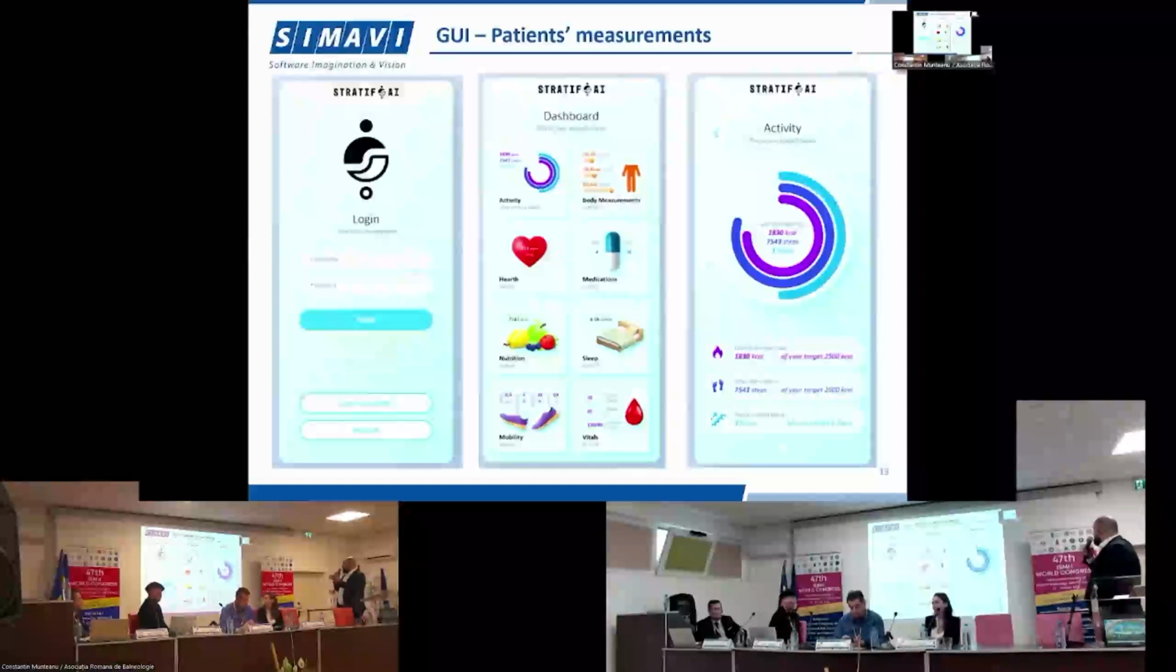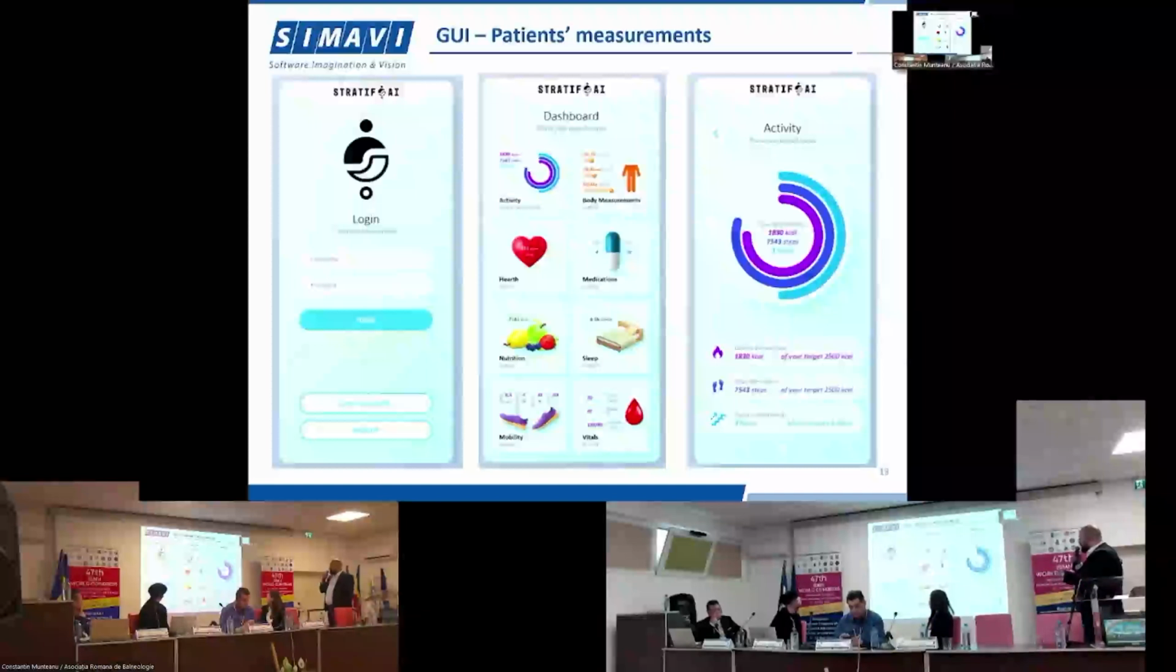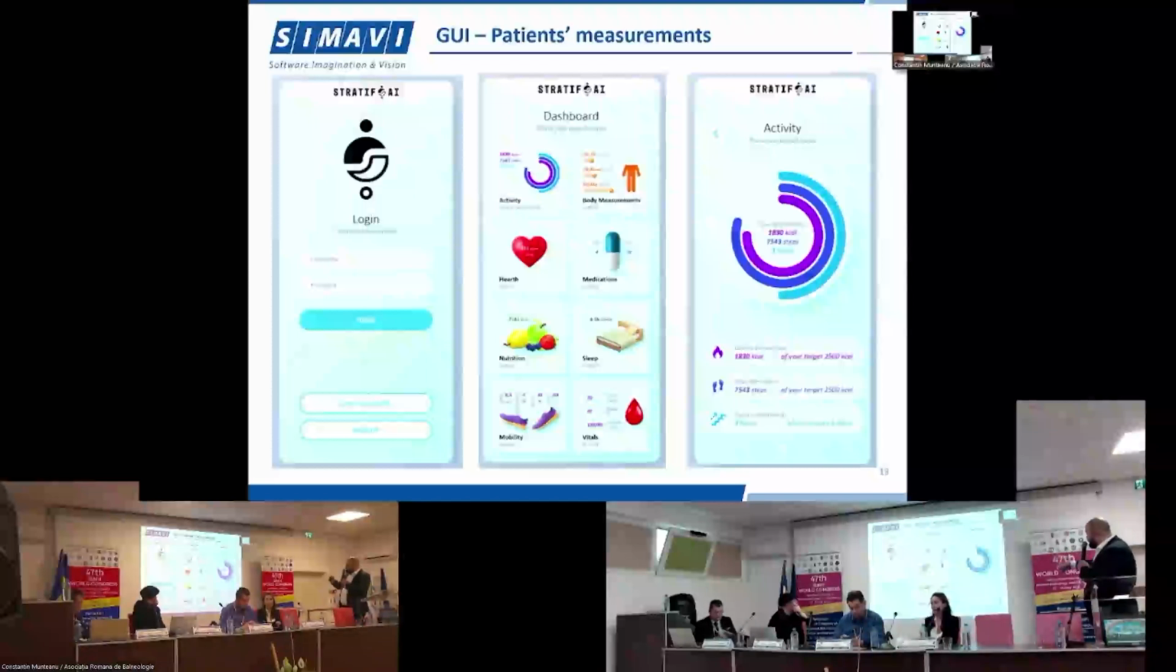You'll have medications that you can click on and see what must be taken. For example, for the nutrition part, the calories as well, for your sleep time, for your mobility, the steps, the vitals. And also you'll have this activity tab where you'll see the overall. Basically, if you click on activity, you'll get to a screen, and then you'll see a little bit more information.